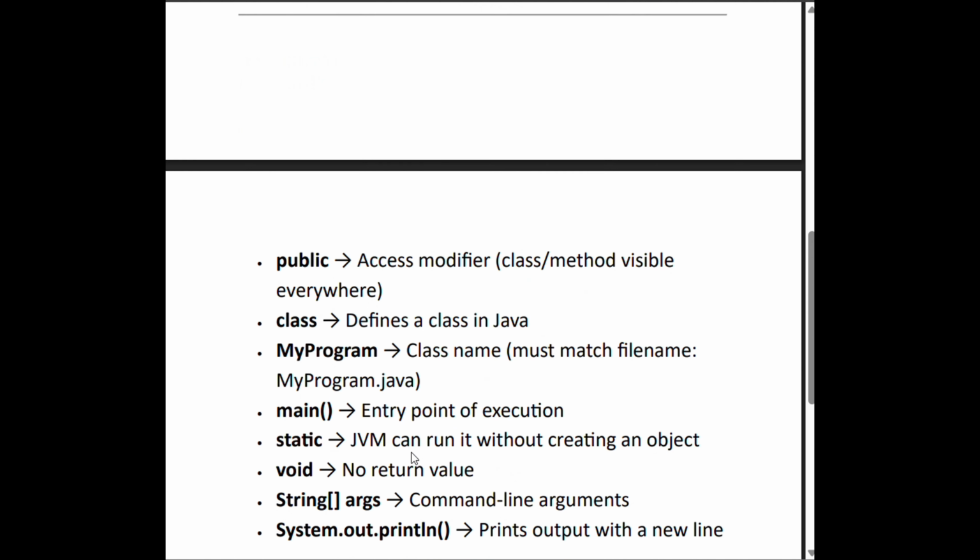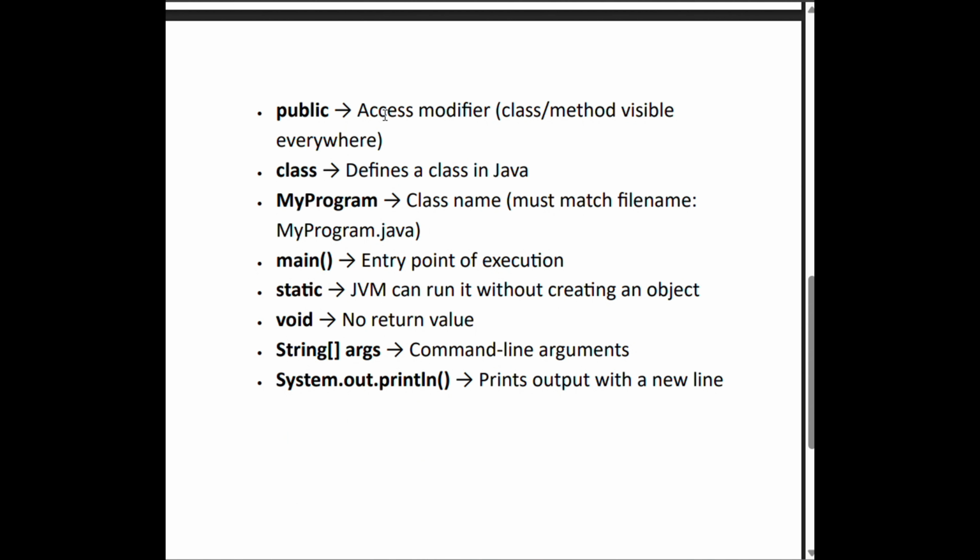So finally, see this: public, access modifier, class and method visible everywhere. Class defines a class in Java. MyProgram is the class name, must match the file name MyProgram.java. Main is the entry point of execution, and static.